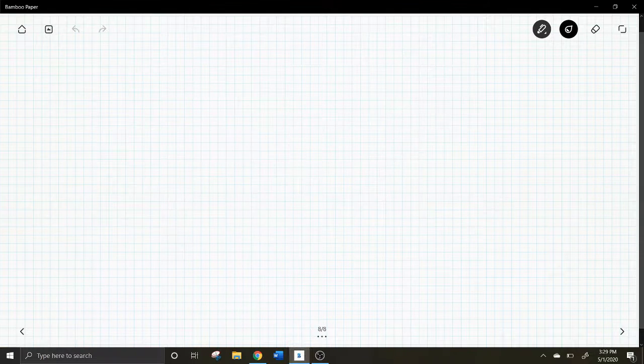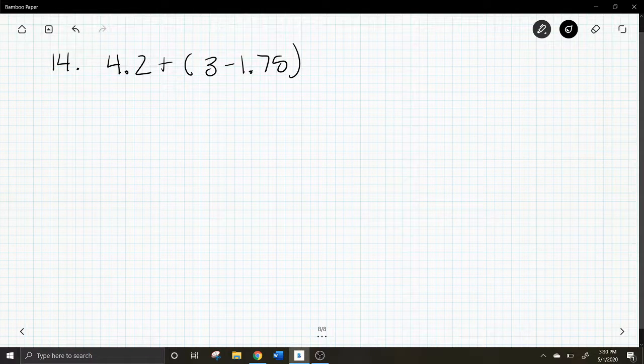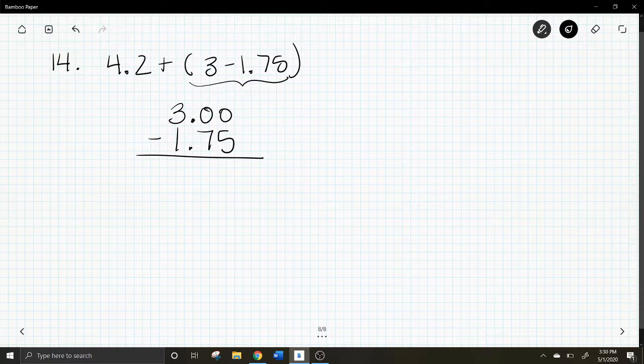All right, number 14 says to simplify. So we have 4.2 plus, in parentheses, 3 minus 1.75. So remember, order of operations, the first thing we do is this work in parentheses. And the best way to do that is to write it out in a column. Okay, because you can sort of make sure that you line things up, make sure you fill in the blanks with some zeros before you do your subtraction.